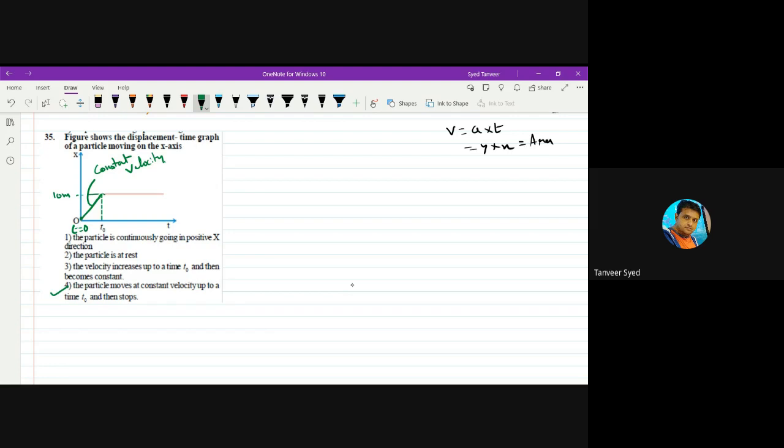Is this line showing the velocity? No, sir, it's showing displacement. Okay, sir.